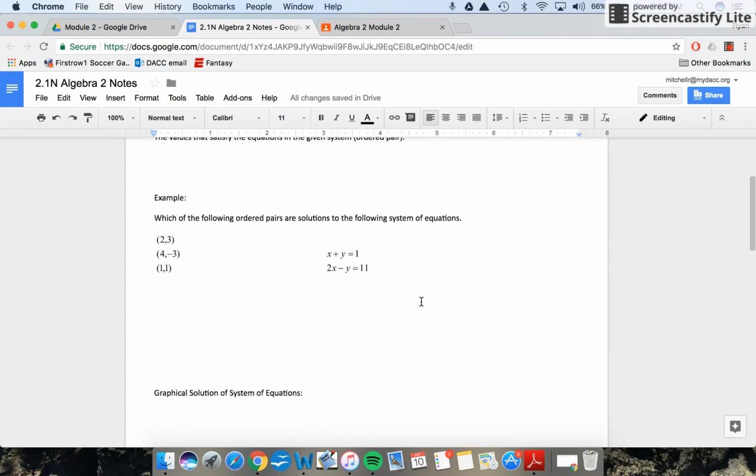So let's look at the first example. The question says, which of the following ordered pairs are solutions to the following systems of equations? So we have three ordered pairs, and we have to determine if they are a solution to this system given x plus y equals 1, 2x minus y equals 11. To check this, let's try 2, 3 first. I'm going to plug in 2 as my x value, 3 as my y value, and see if these work.